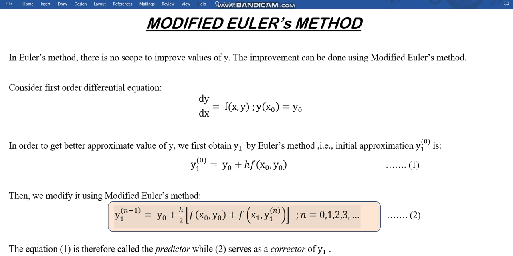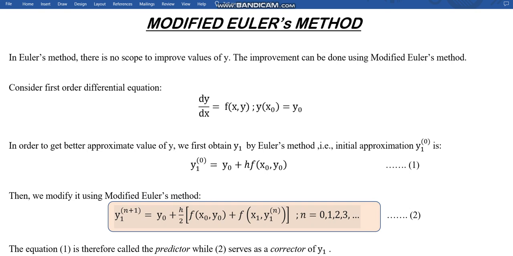Hello students, today we'll be talking about modified Euler's method. In the Euler's method, there is no scope to improve the value of y. So this improvement can be done using modified Euler's method. Modified Euler's method is also known as predictor corrector method.